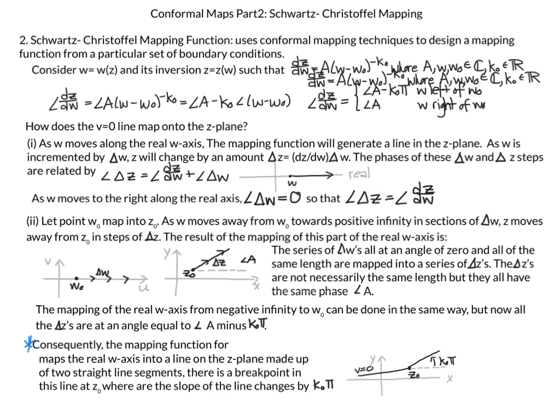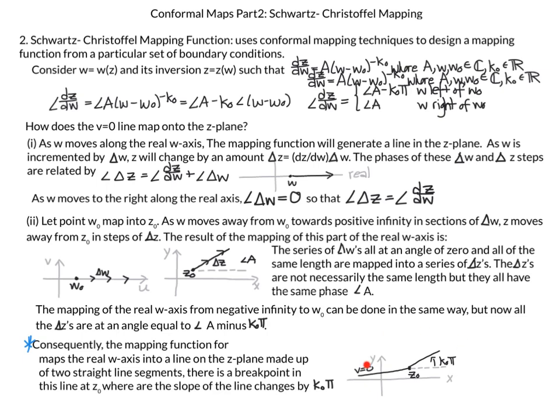Then that map will be made up of two straight line segments. Remember, at this point, we only have one factor here, which is our w naught and k naught, but there's then going to be two straight line segments because there's a break point at z naught. So in other words, as we're mapping, w's coming along here and we hit w naught, which corresponds to z naught, all of a sudden we're going to change our angle by k naught pi.